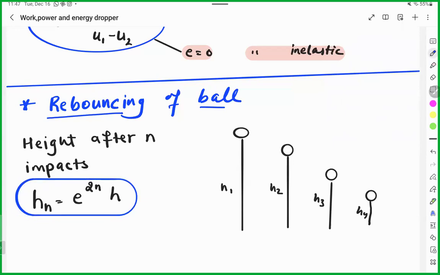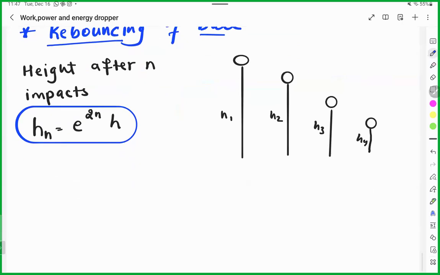Okay, coefficient of restitution, and after that, ultimately it will come to the rest condition. If you want to calculate what is the total distance traveled by the ball, total distance like this from here to here, how will you calculate in this situation?